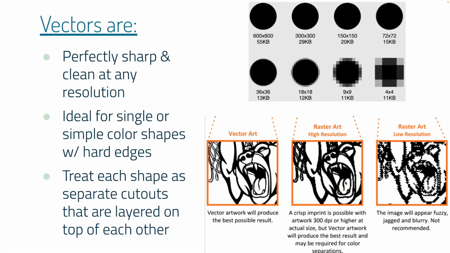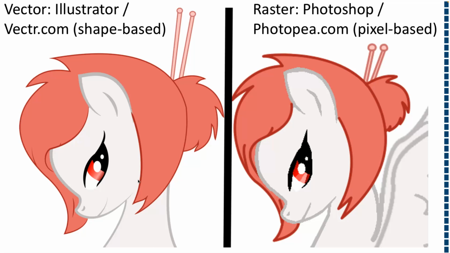So this is my summary of that. They're ideal for simple color shapes with hard edges. And then the way you use them is you treat each shape as separate cutouts that you can layer on top of each other. So you can get quite a bit of complexity that way.